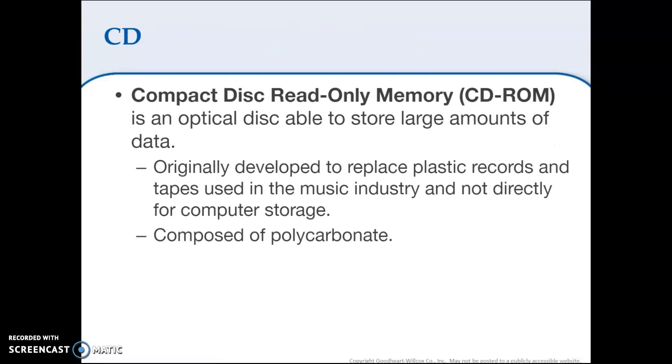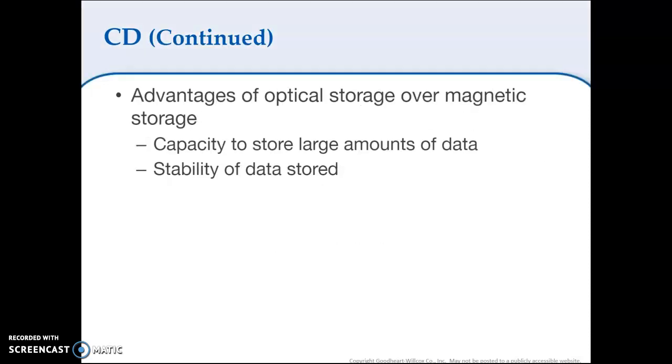The CD, compact disc read-only memory, also known as CD-ROM, is an optical disc able to store large amounts of data. These were originally developed to replace the plastic records or tapes, the tape drives as well as the floppy drives. They are composed of a polycarbonate substance. The advantages of optical storage over magnetic, in this case the CD, are the capability to store large amounts of data, and the stability of the data that is being stored.